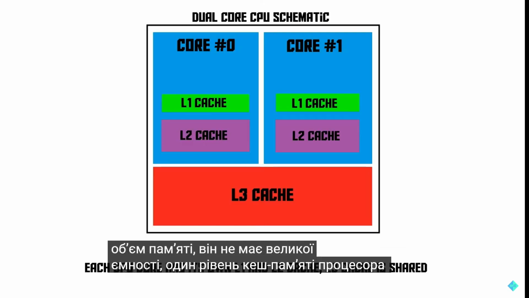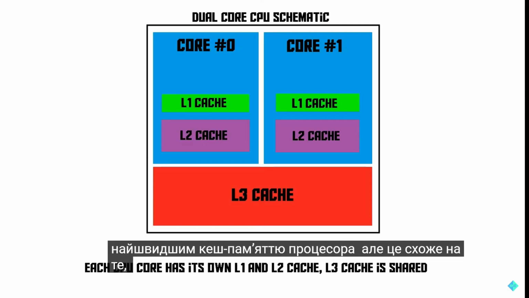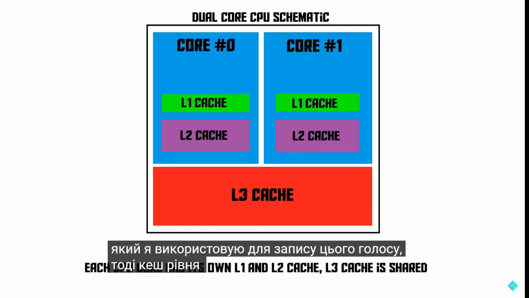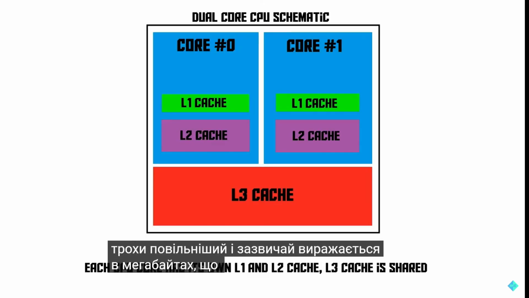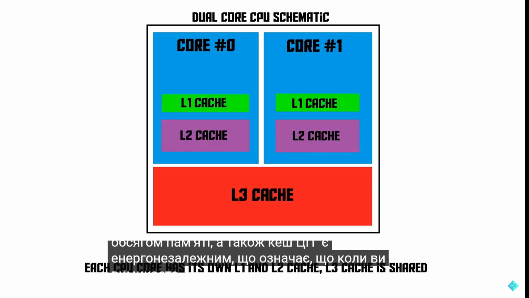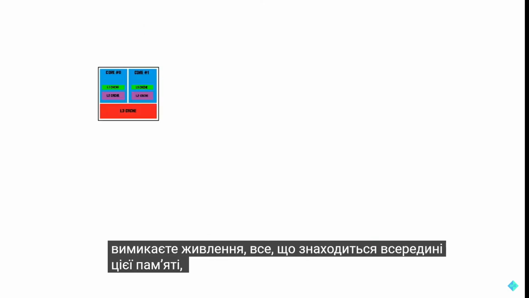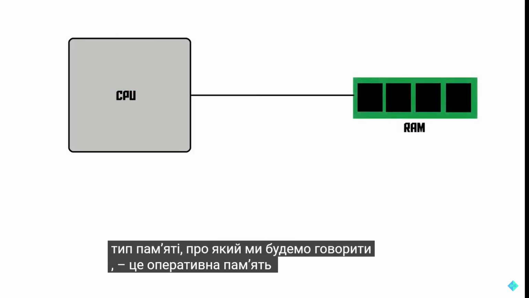Level 1 CPU cache is the fastest CPU cache, but it's only like nothing. It's 64 kilobytes on the CPU that I'm using to record this voiceover. Then level 2 cache and level 3 cache is slightly slower and is usually expressed in megabytes, which is still quite a low amount of memory. Also, CPU cache is volatile, which means that when you turn off the power, everything that is inside this memory gets erased.